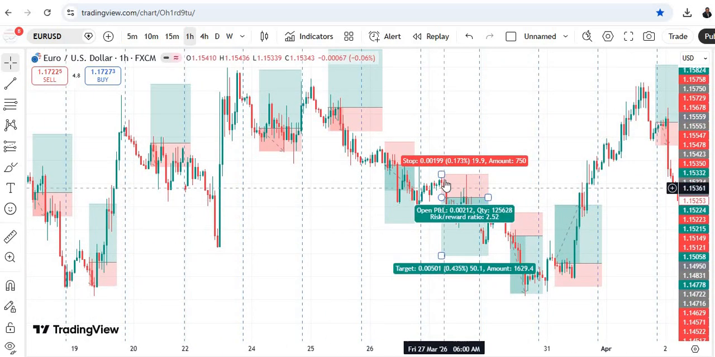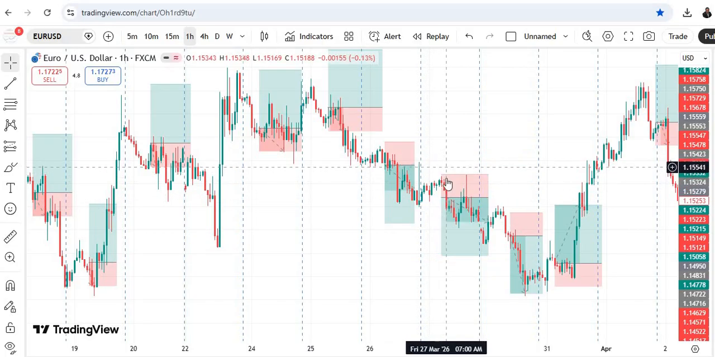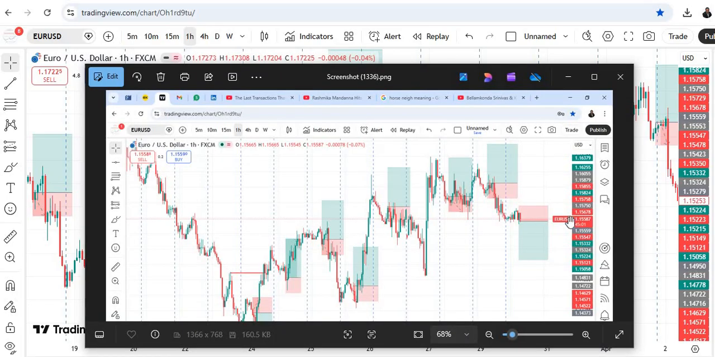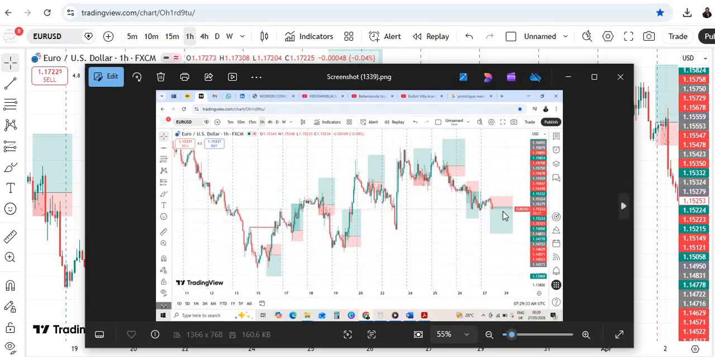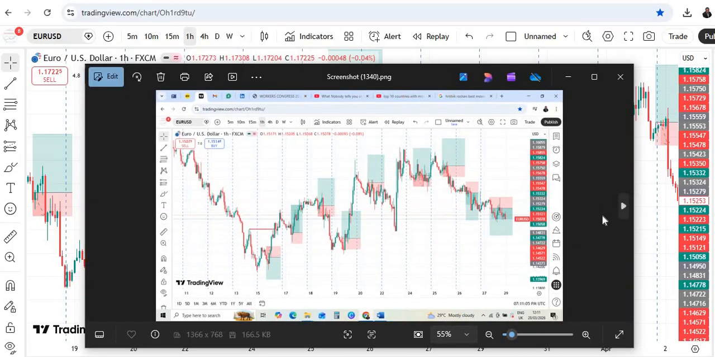Then on Friday too, since we were still in a bearish trend, I waited for a pullback. Then I entered a sell around here. So this was the former trade. Price gave me like 30 pips. This was the next one. I entered a sell here. Then look at what price did to me.